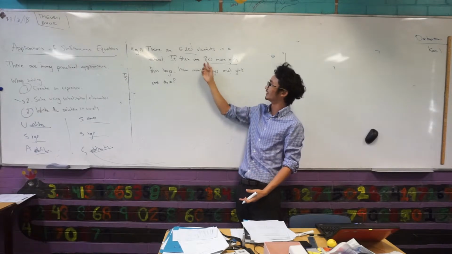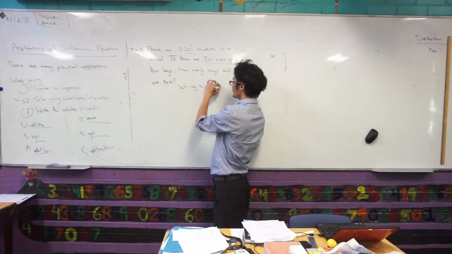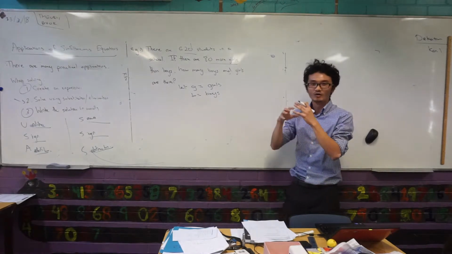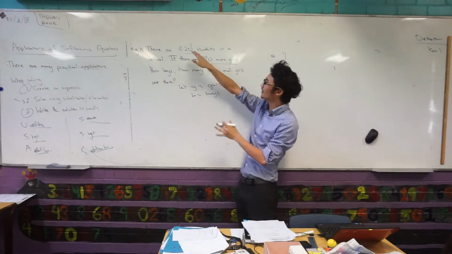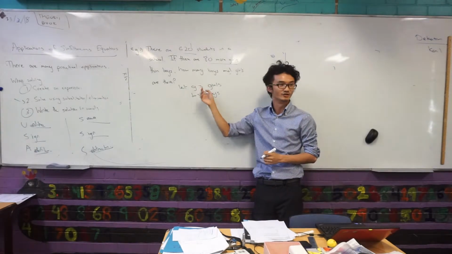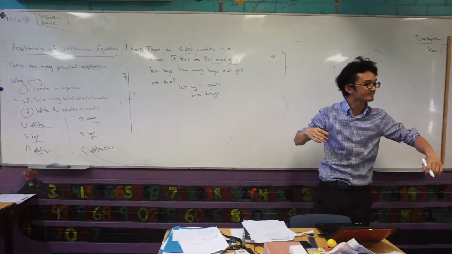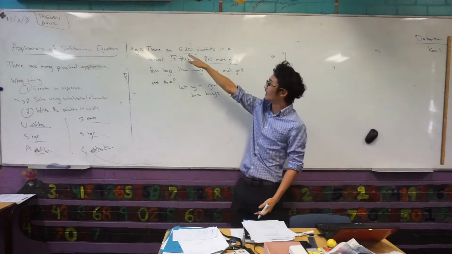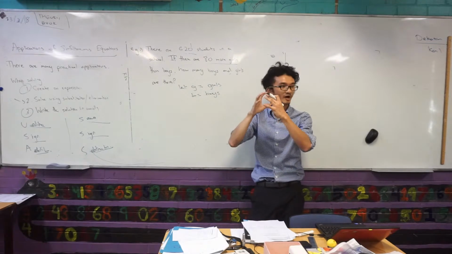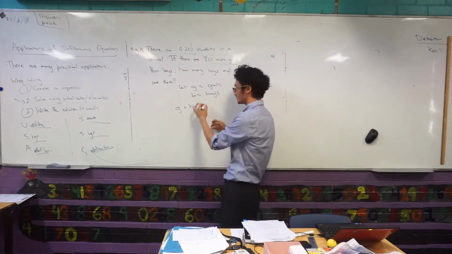So what would be some appropriate letters? I could just say, let G equal girls, and let B equal boys. Now let's think about what I actually know about these variables. I know that there are 620 students in the school. So what could I say about my girls and boys in terms of an algebraic expression? G plus B. Exactly. I know that there are 620 total students. I know that there are girls and boys. So if I add them together, G plus B, that will give me the total number of students. That would just be 620.